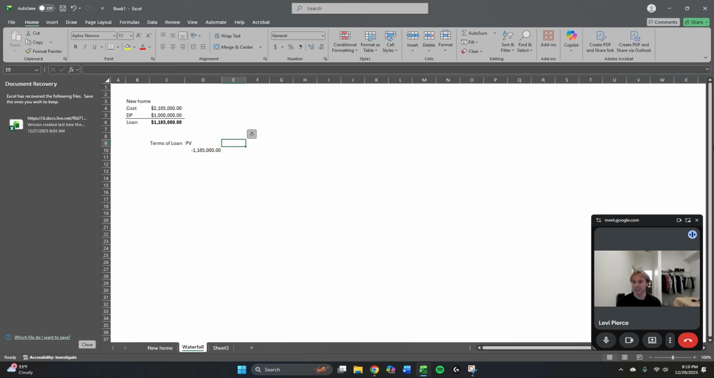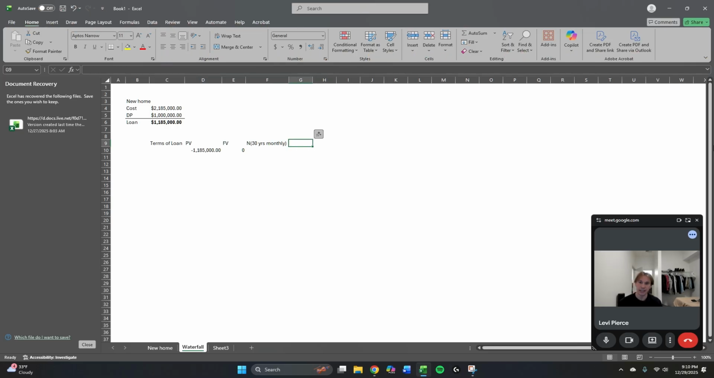So the present value is that. Now the future value is going to be 0 because this loan is going to be completely paid off by the end of the cycle. And let's say N is going to represent your number of payment periods. Let's say this is a 30-year loan, and it's monthly. So they're monthly payments. 30 years, and it is monthly.